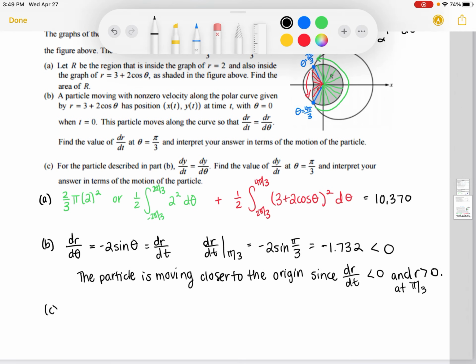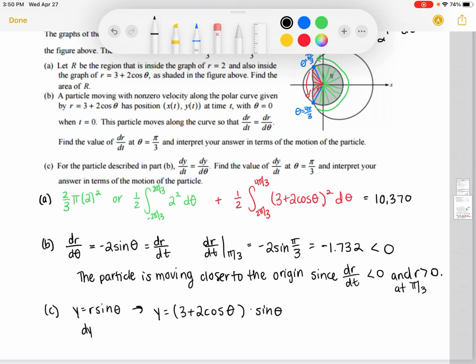And then C, it's actually really similar. It's now saying dy dt equals dy d theta. Find dy dt at theta equals pi over 3 and interpret. So again, I can find dy d theta because we should know y equals r sine theta. And so I can plug in r. So y equals 3 plus 2 cosine theta, oh, my 2 didn't come out, times sine of theta. And then I can find dy d theta.